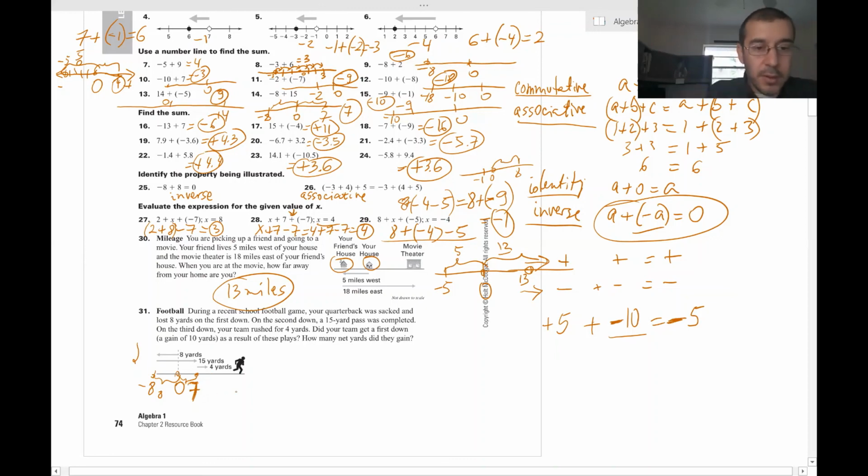Okay. And then you rushed for 4 yards. So you rushed for additional 4 yards. This is plus 4. So 7 plus 4 is 11. Right. So this is 11 on the number line, 0 to 7, and then you rushed 4. 7 plus 4 is 11. And the question is, did your team get a first down, a gain of 10 yards? Yes, you ended up at 11 yards. So yes, you did get a gain of 10 yards. So that's the answer.